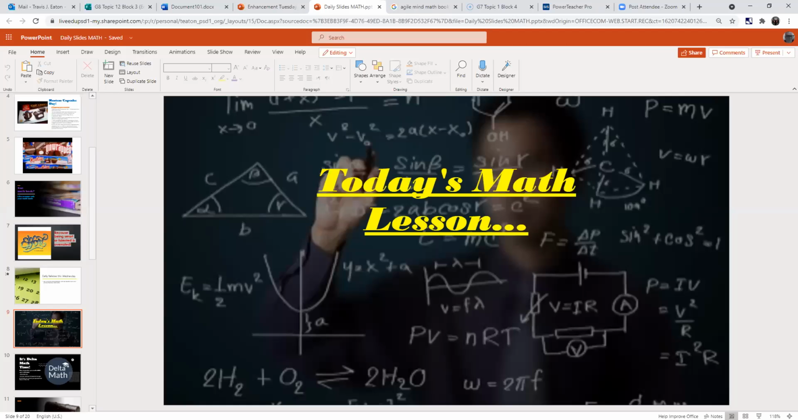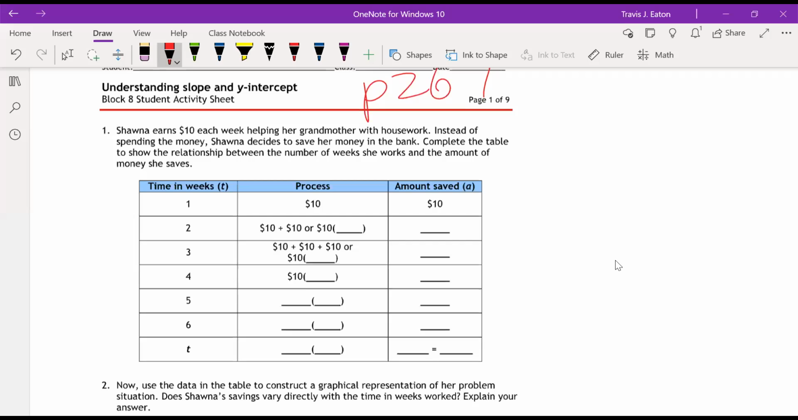All right, so we are continuing with our understanding slope and y-intercept with Agile Mind, topic 8, block 8 in your student activity book. Question number 1, we begin with Shauna earns $10 each week helping her grandmother with housework. Again, Shauna earns $10 per week helping her grandmother with housework. Instead of spending the money, Shauna decides to save her money in the bank.